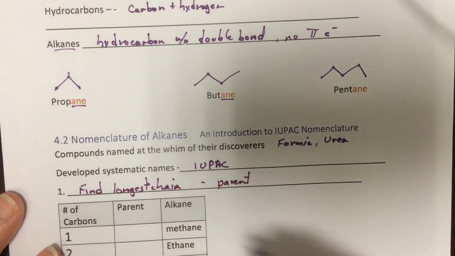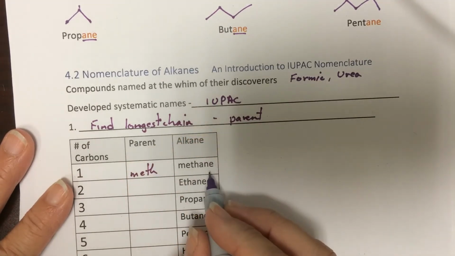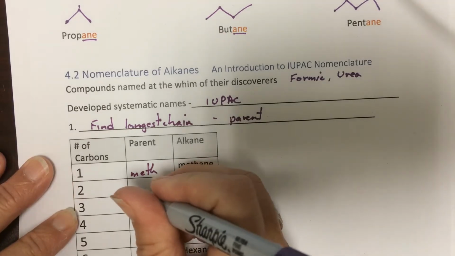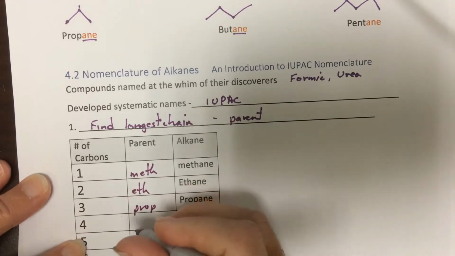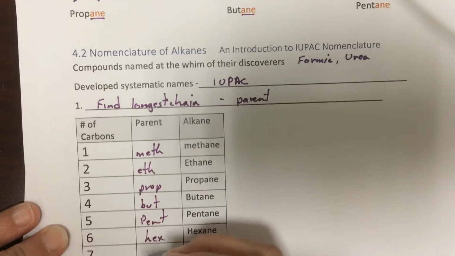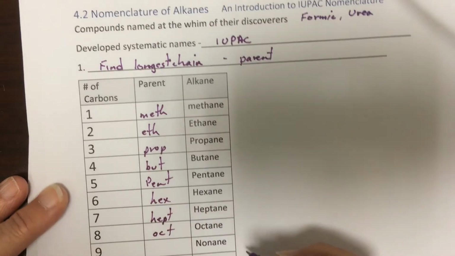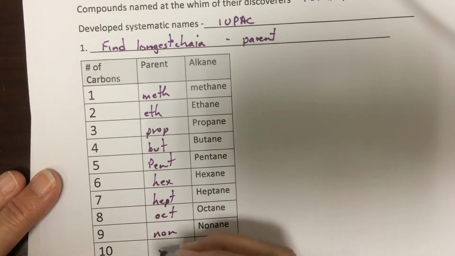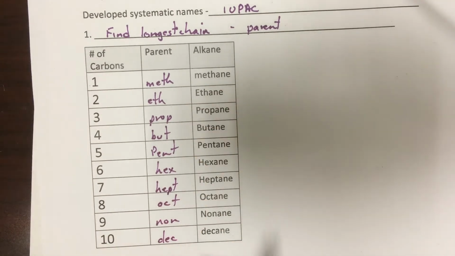So if it has 1 carbon, it's a meth, and if it's a hydrocarbon, it would be methane. Ethane, eth is 2 carbons, prop is 3, but is 4, pent is 5, hex, and then we get down to hept and oct and nonane for 9 and dec for 10. You'll need to know these in order to be able to name compounds.